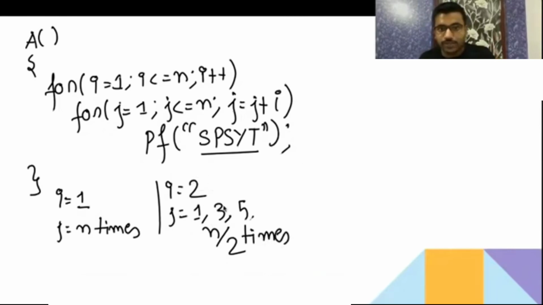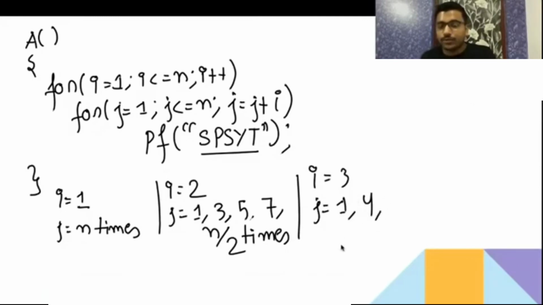See, 2 is missing. Now for 4, for j equal to 4, it is not going to execute. Then for 7 it will go, because you are increasing with the step 2, j's value is going to execute n by 2 times. Now when i is equal to 3, it is going to execute similarly 1, then 4. So here it is going to execute n by 3 times, because the numbers are going to be missing.